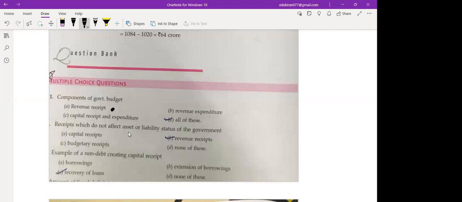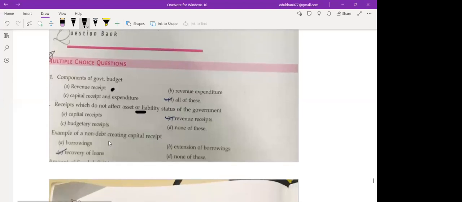Then receipts which do not affect the assets or liabilities of the government are basically revenue receipts, right? Yes, out of these options I'm talking about. Then an example of a non-debt creating capital receipt: recovery of loans.